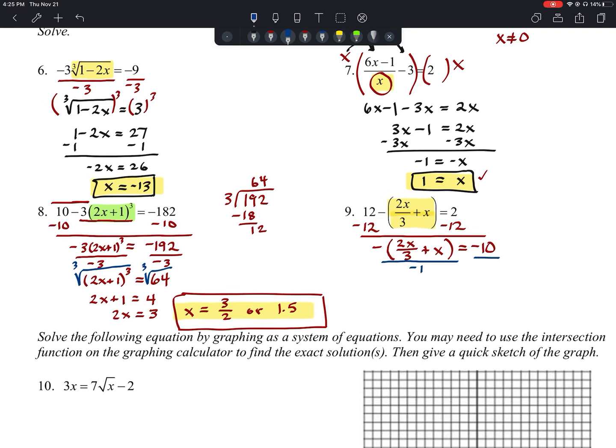If you want to get rid of the negatives there, you could just divide each side by a negative 1, or you could distribute that negative through. That's up to you which way you want to do that. But I'm going to now have just 2x over 3 plus x is going to equal a positive 10. If you don't like the fractions, let's just multiply everything by 3 to get rid of them.